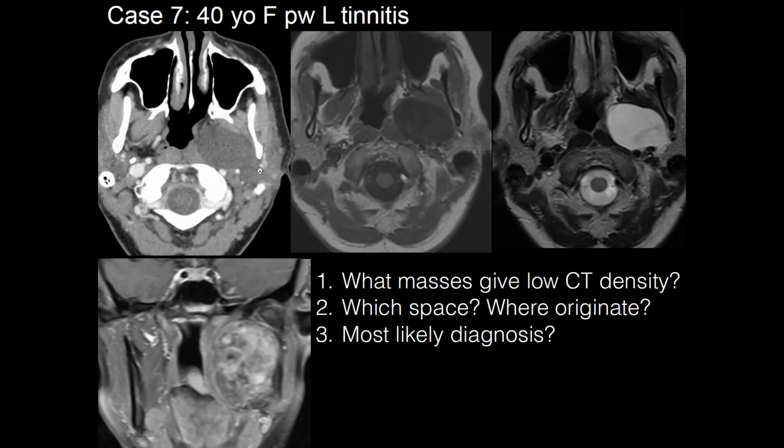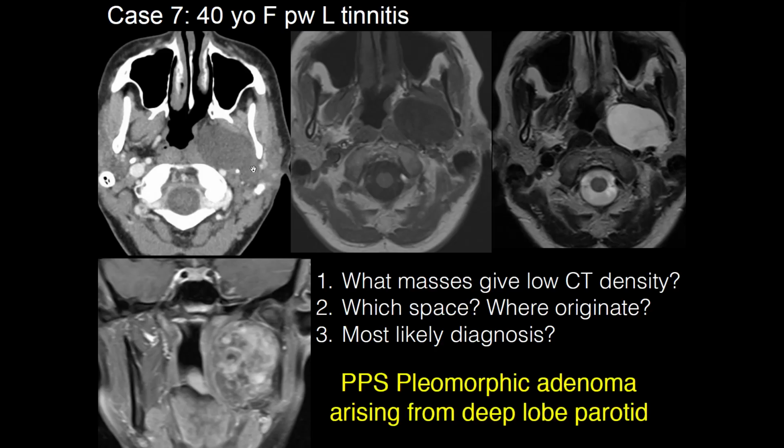Yeah. So once again, the bone is really helpful here, differentiating the two, because otherwise a schwannoma can be T2 hyperintense. A pleomorphic adenoma also vividly enhances, but because of this widening of the space, you know that this is a pleomorphic adenoma, and it's arising from the deep lobe of the parotid.